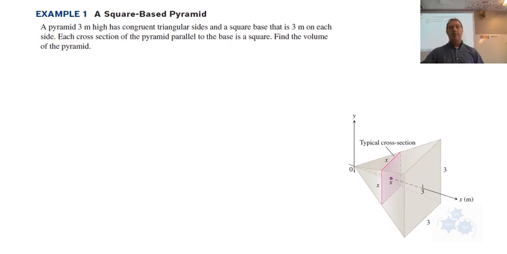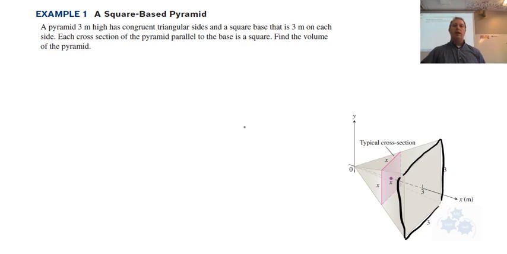It's from the textbook, and this is what it says. A pyramid 3 meters high has congruent triangular sides. So here's a picture of the pyramid. Now we have this pyramid tilted on its side, and we'll explain why that might be in a second. It has a square base. So here's the square base, and that square base is 3 by 3. Each cross section of the pyramid parallel to the base is a square.